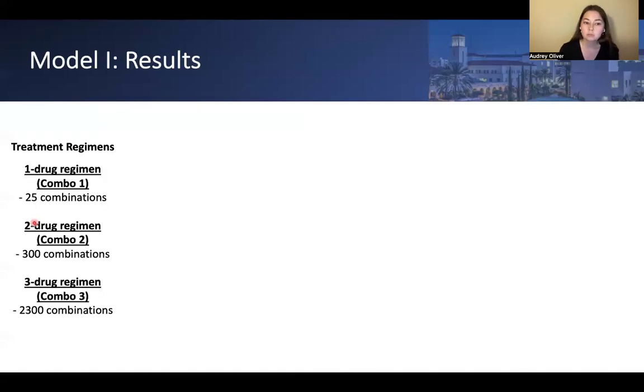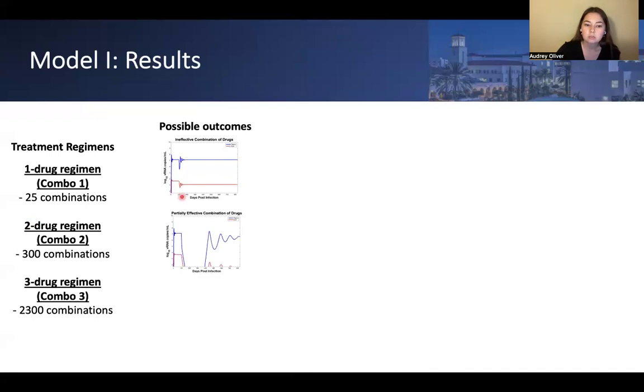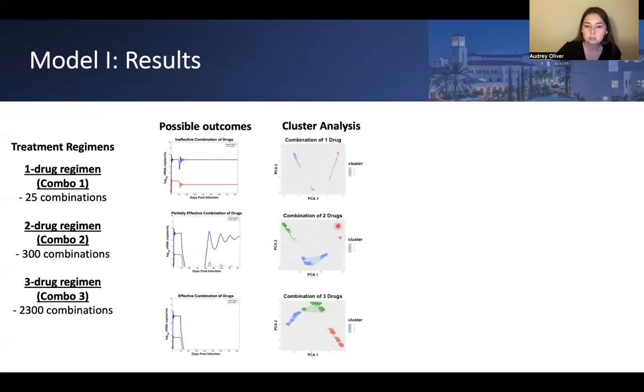And so what we do is, from a list of 25 FDA-approved drugs, we take all possible combinations of drugs. If you're taking one drug as medication, 2 drugs, or 3, that leaves us with over 2,500 possible combinations. And from there, we have 3 possible outcomes when we simulate our model, where the first one is that a combination of drugs is ineffective in controlling HIV. It's partially effective, where it controls it for a period of time and then ultimately rebounds before the end of our simulation, or the combination of drugs is effective in controlling HIV. And from this, we then run a cluster analysis, and we see that each cluster essentially represents one of the 3 outcomes.